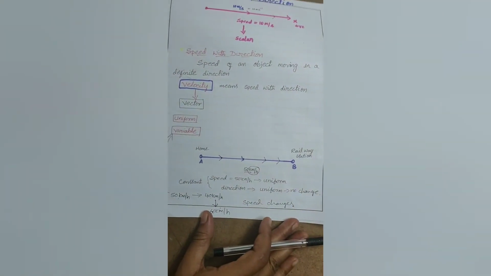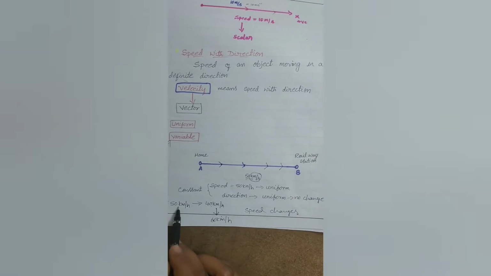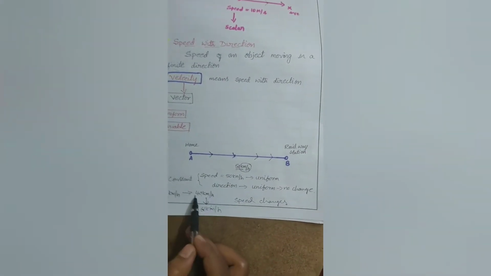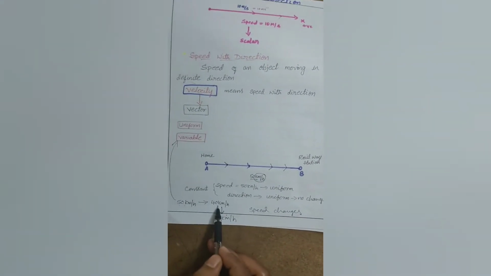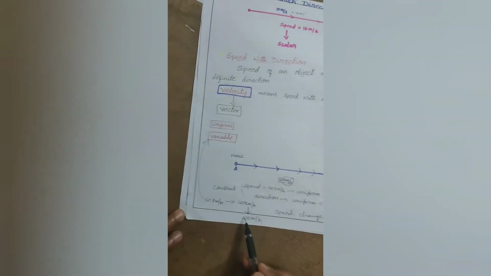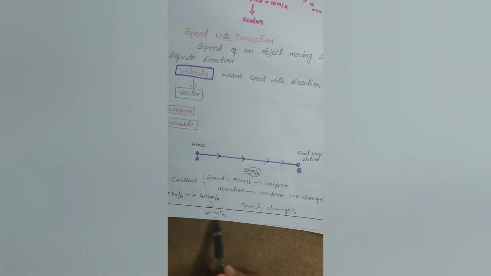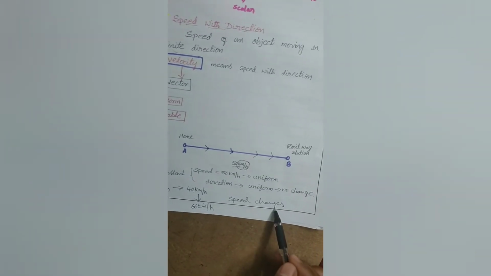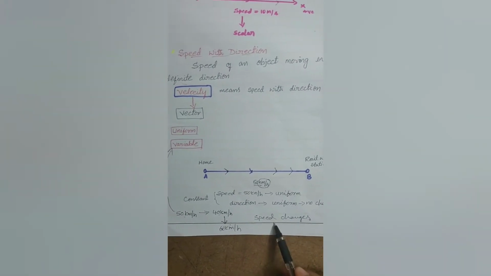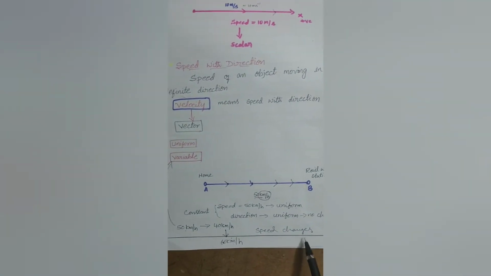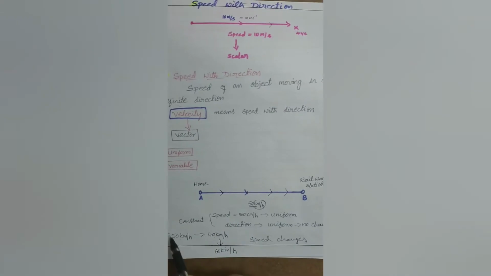Suppose now the car changes its speed from 50 kilometers per hour to 40 kilometers per hour. So it decreases its speed. Again it raises its speed to 60 kilometers per hour. What happens here? The speed changes. The speed is non-uniform. That type of velocity is called variable velocity.